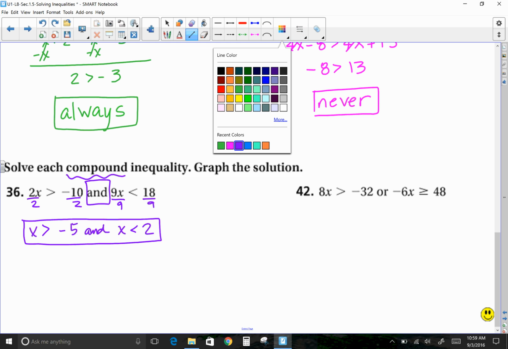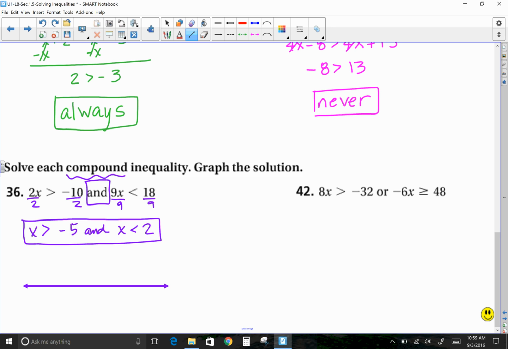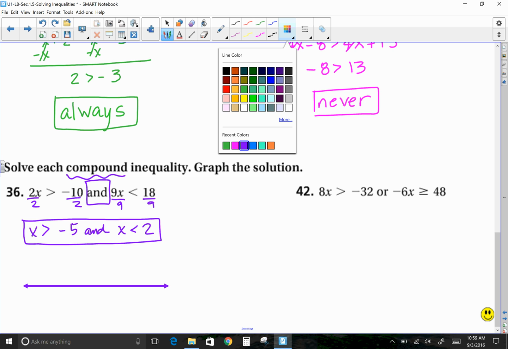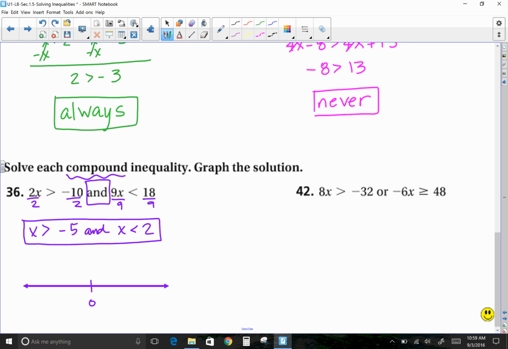So you draw your number line, and then we have 0, and we have negative 5, and we have 2. Just make 2 closer to 0 than negative 5. Put a circle on each one. I do not color in each one because neither one has equals.